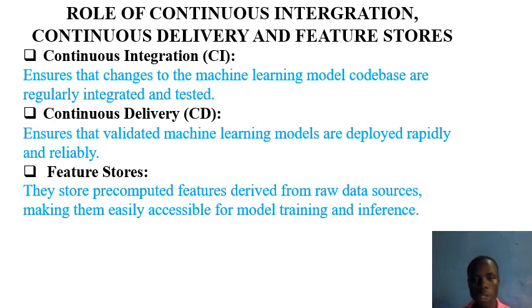The role of continuous integration, continuous delivery, and feature stores. The CI, the continuous integration, ensures that changes to the machine learning model code base are regularly integrated and tested. And continuous delivery ensures that the validated machine learning models are deployed rapidly and reliably. The feature stores store pre-computed features derived from raw sources, making them easily accessible for model training and inference.